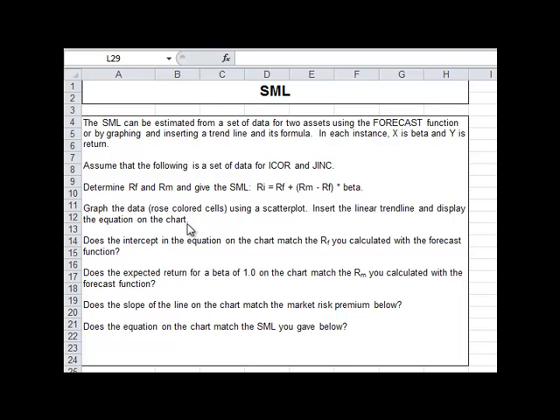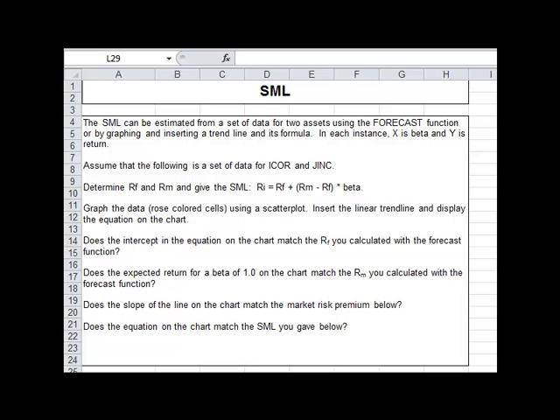In the SML sheet of the file Week 1 ICA, we're going to discuss the security market line. The security market line equation says that the expected rate of return on an investment equals the risk-free rate of return plus what's called a market risk premium times beta. And you'll see right now I am drawing a circle around that equation with the cursor on your screen.